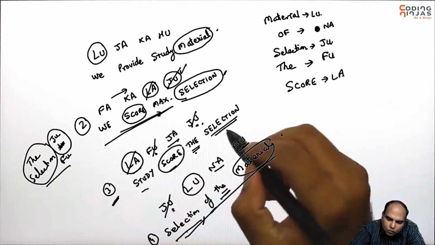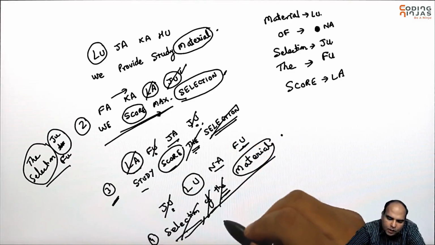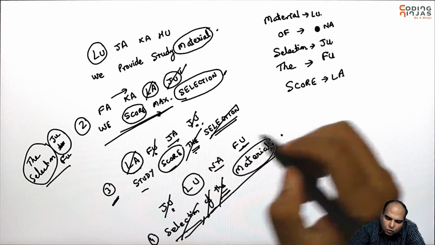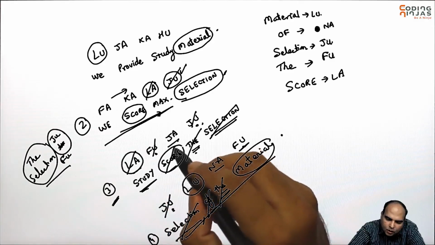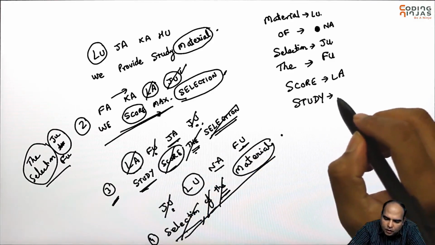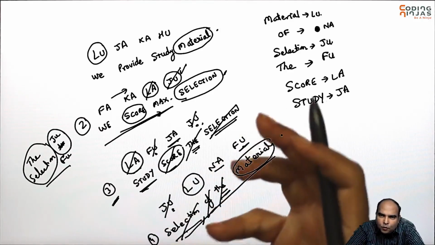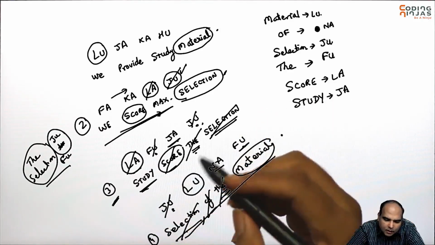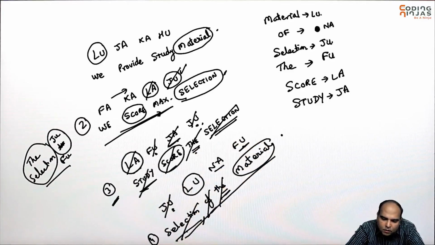So score is la. So you have worked out score, you have worked out selection of the material, and score you have taken out as la. So study has to be ja. So study becomes ja. So as you see, once you get the pattern, it's a very simple thing. This one is tedious because there are too many cases, but what you are doing in every step is essentially the same thing. So study is ja. So this is completely resolved.